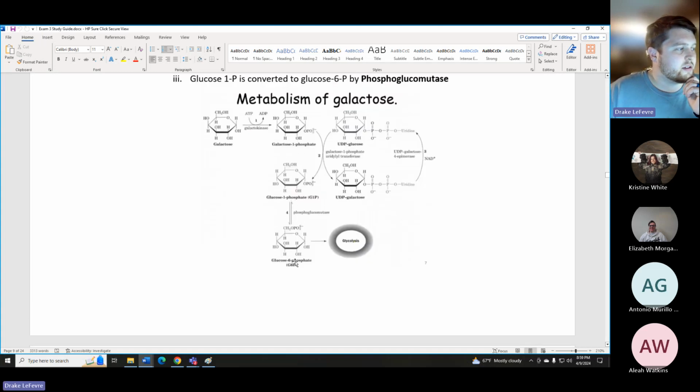Glucose 1-phosphate gets phosphoglucomutase. Talked about that mutase where it's going to be moving the different functional groups and rearranging stuff. Glucose 6-phosphate can then go directly into glycolysis.